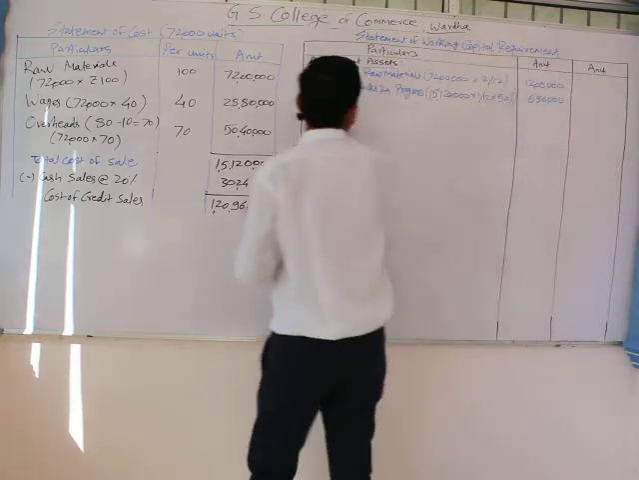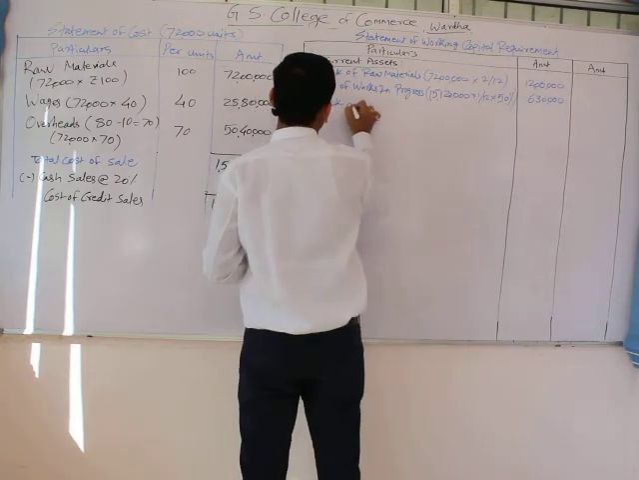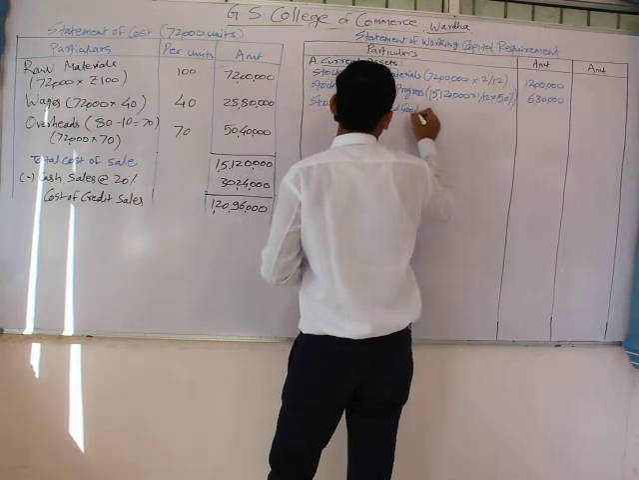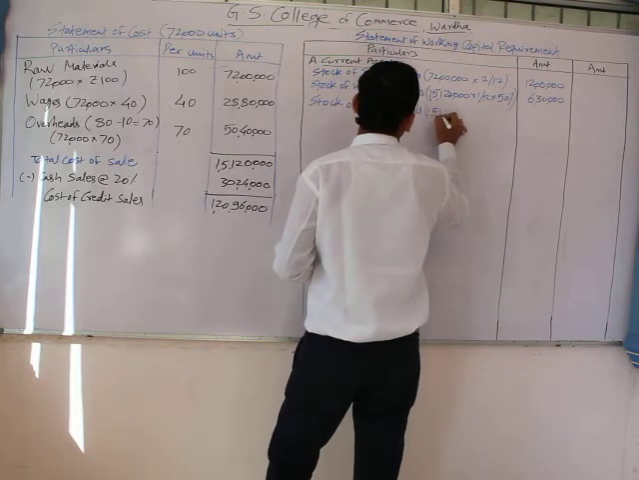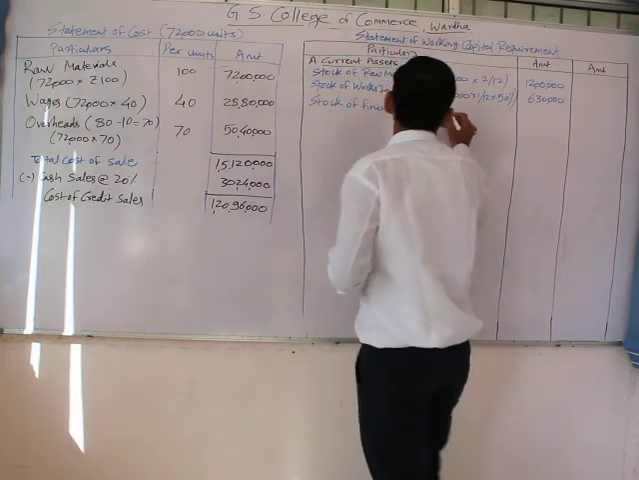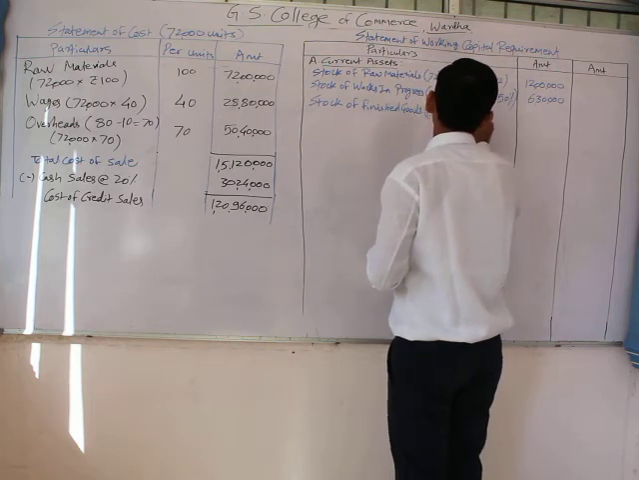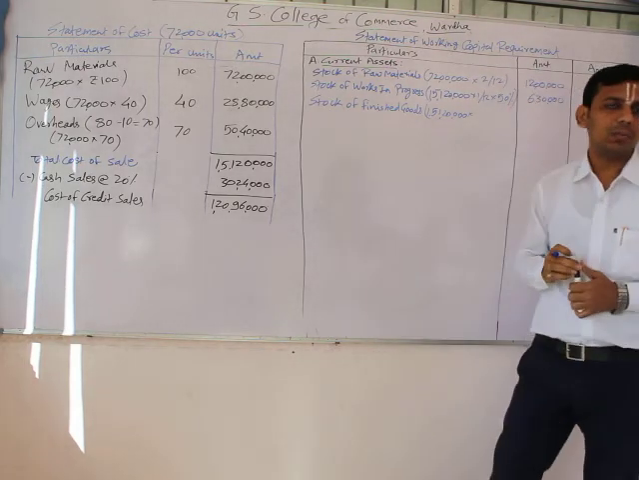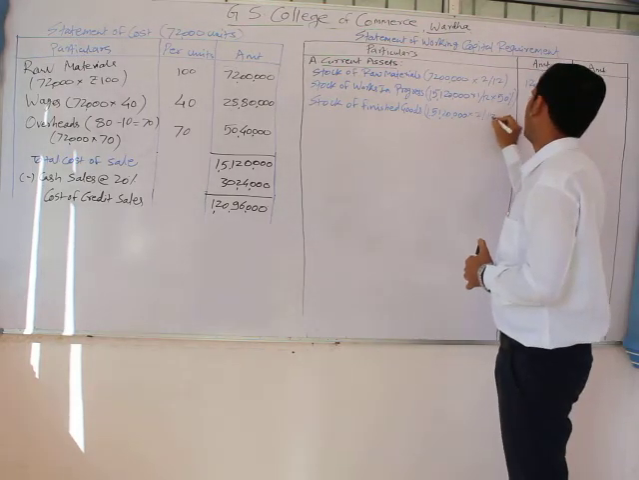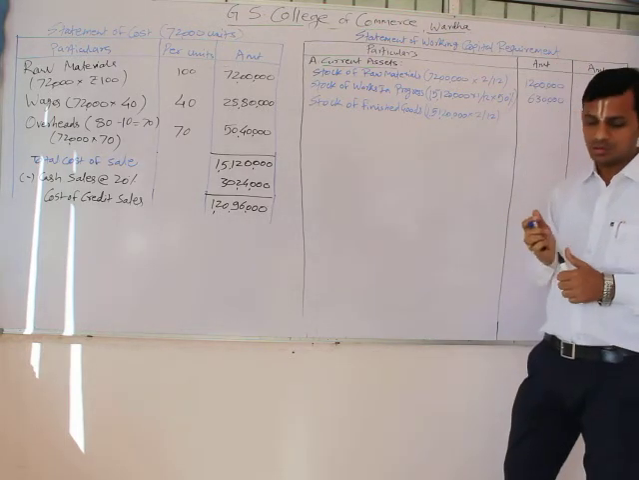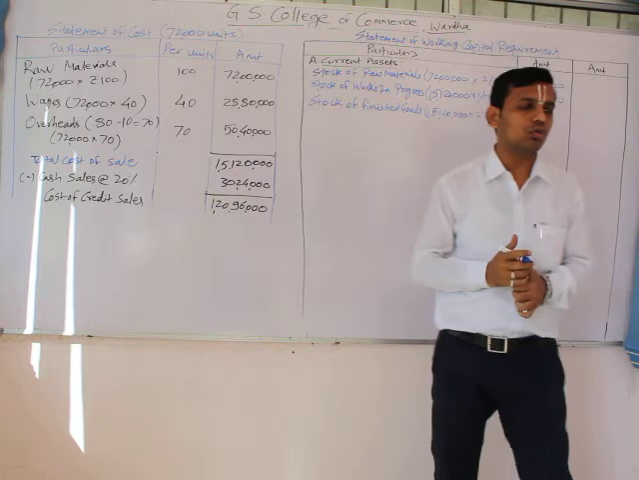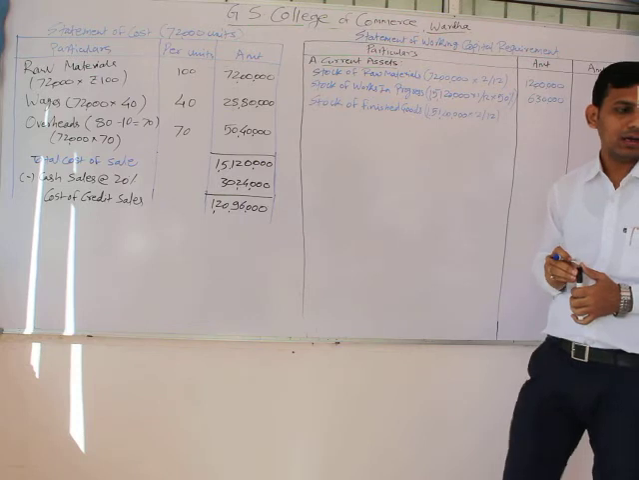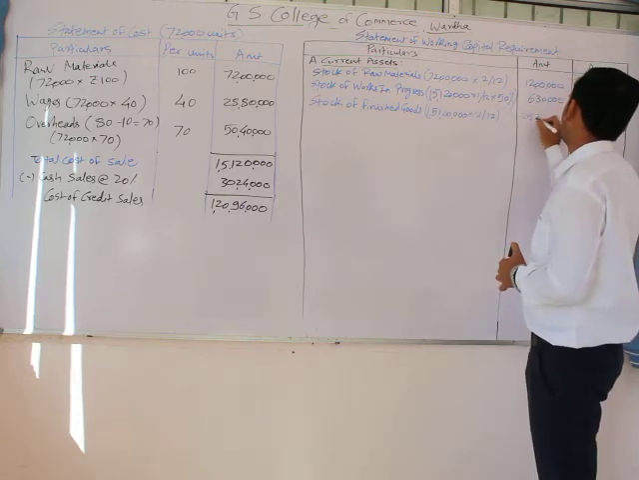Third thing would be stock of finished goods. Again, we have to take the amount of 1,51,20,000 multiplied by 2 months, the period for the stock lying in the godown for finished goods. So into 2 divided by 12, it would be 25,20,000.